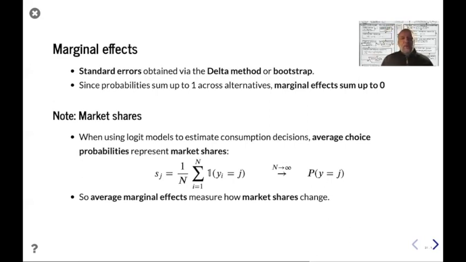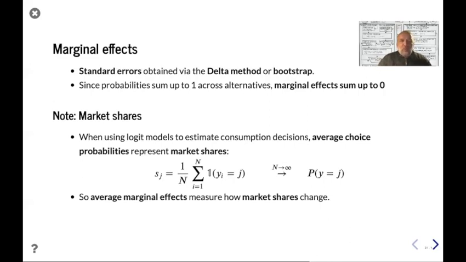Another thing to say about the marginal effects is that since the probabilities across alternatives always sum to 1, marginal effects should sum up to 0. If they're not, you have a bug. Okay, so that's a good check.